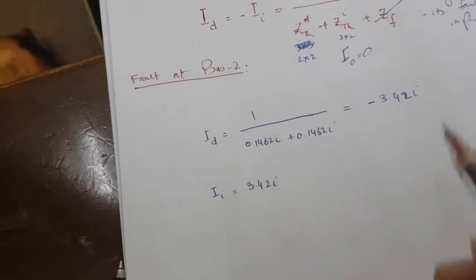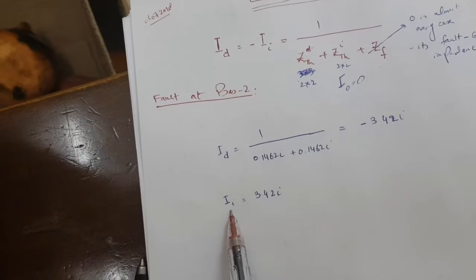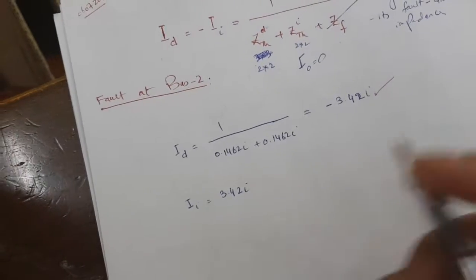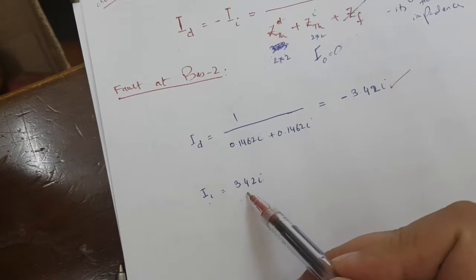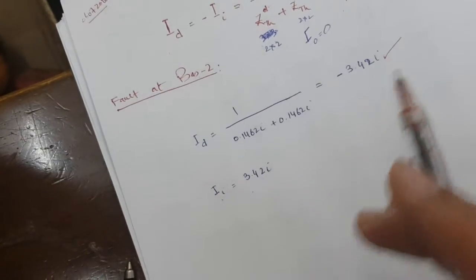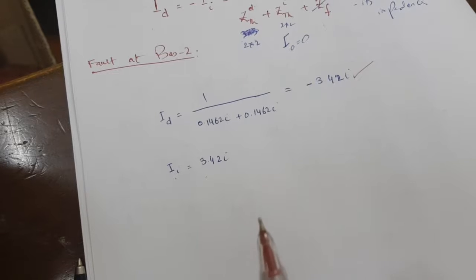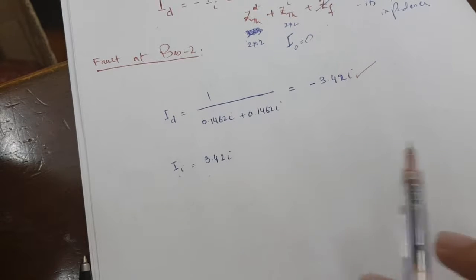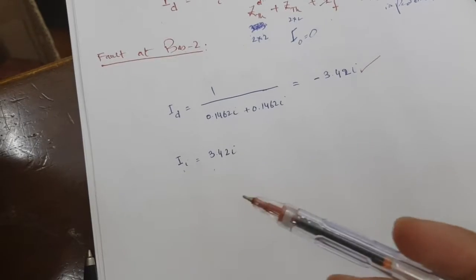After putting in the values, the positive sequence is minus 3.42 j, and the negative sequence is the inverse of this, I mean 3.42 j, and the zero sequence is already 0, as I told you. In the next portion we will solve the second part exactly the same as we solved for the line to ground fault. Nothing will change. I will solve that portion and then give a quick review for your understanding.